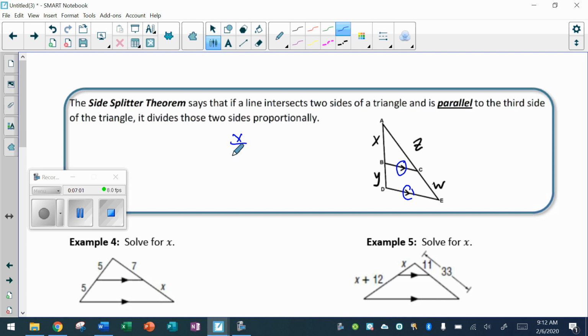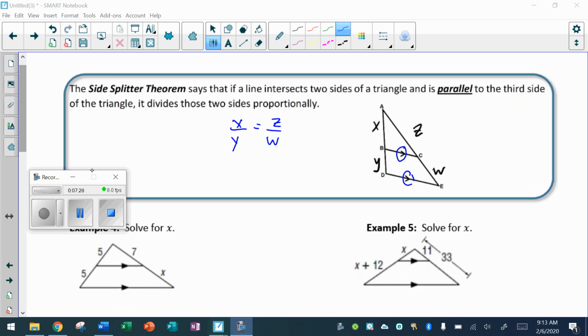X is to Y as Z is to W. That does not say that B and C are midpoints. Nope. It just says any points that intersect in a triangle. And as long as it is parallel to that third side, these two are broken up into sides that are split in the same proportion, right?